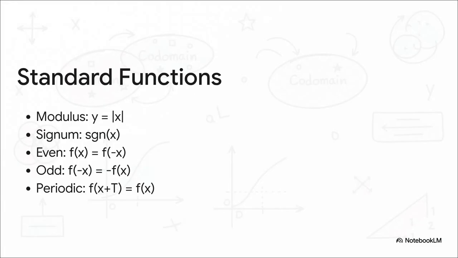All right, before we completely wrap up, I really want you to commit this rapid review cheat sheet to memory. You're going to need to instantly recognize these standard functions: the modulus function, creating that classic V-shaped graph, the signum function, and pay special attention to the symmetry rules here. Even functions, where f of x equals f of negative x, will perfectly mirror across the y-axis. Odd functions, where f of negative x equals negative f of x, feature rotational symmetry right around the origin. And finally, periodic functions that just repeat their values over a fundamental period t.